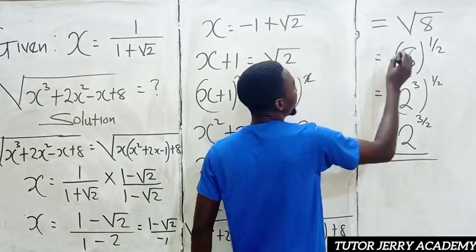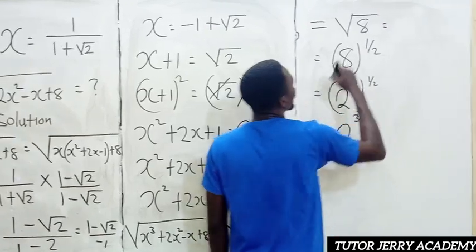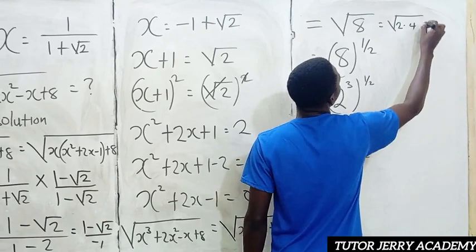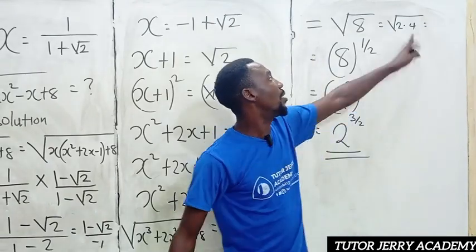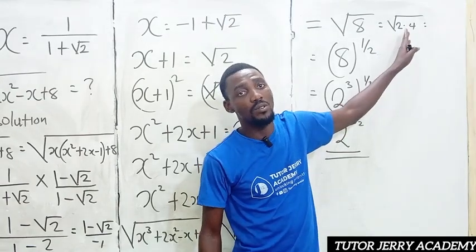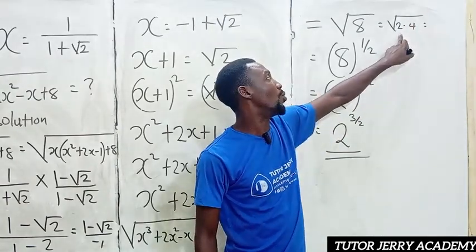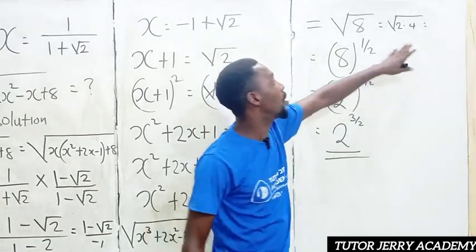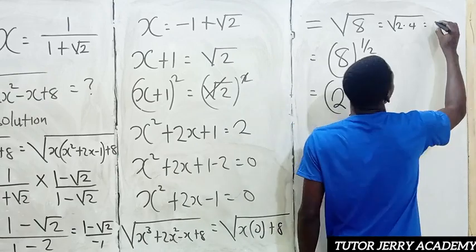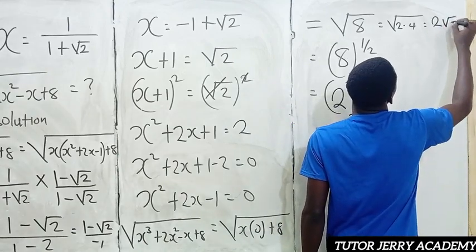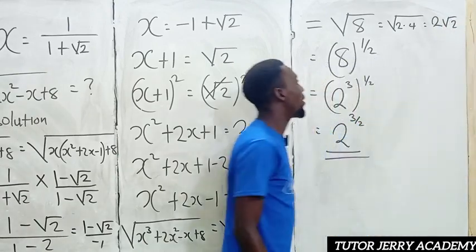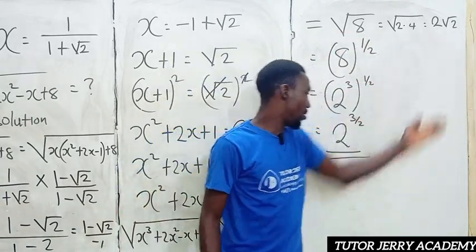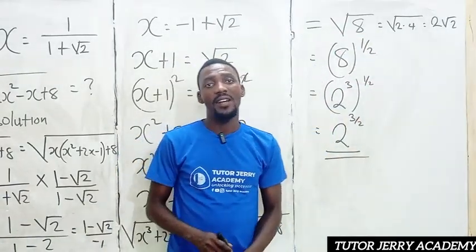Or if you still want to continue, I can break my root 8 down to be equal to the square root of 2 multiplied by 4. Now you share the square root, so you are going to have root 2 multiplied by root 4. You know root 4 is 2. So our answer is going to be 2 root 2. So it means we have 3 answers. You can leave your answer as this, or as this. Thank you.